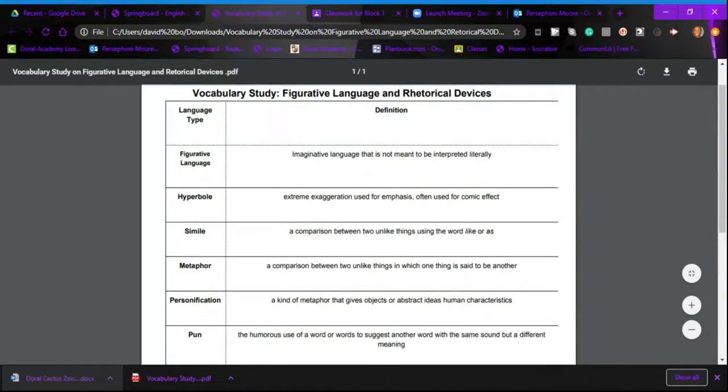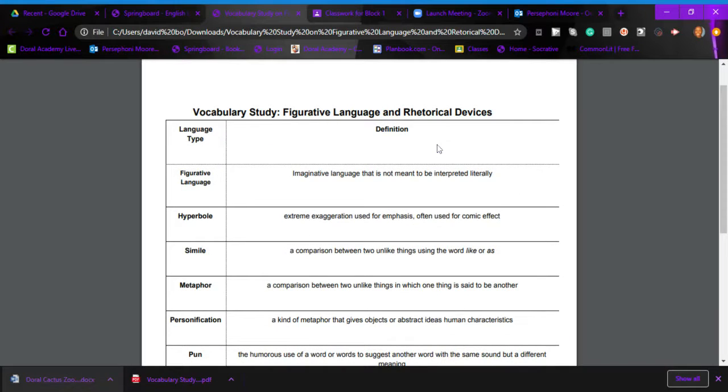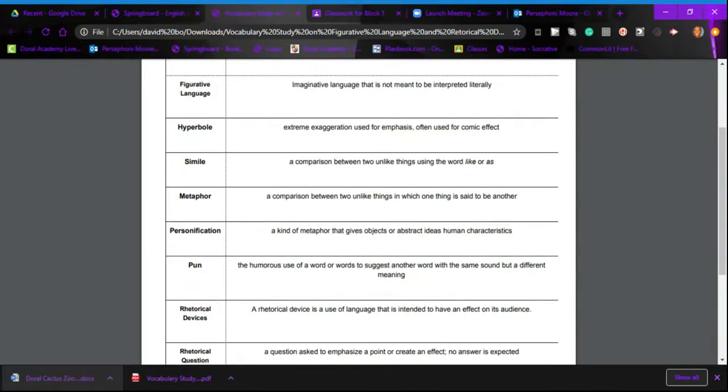All right, so this list again is for figurative language and rhetorical devices. Some of these words you have seen before, we've studied them before, or you've studied them in the past. Others are a little bit newer and might need a little bit more of an understanding. All right, first term is figurative language.